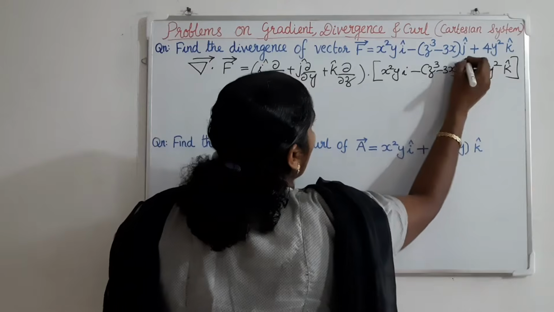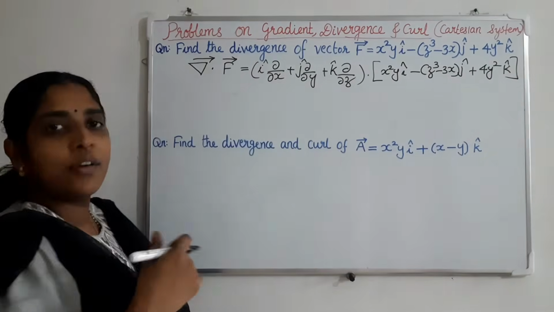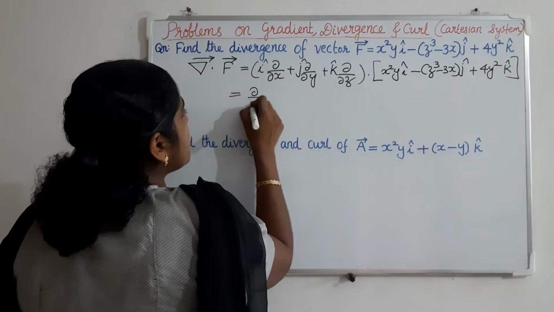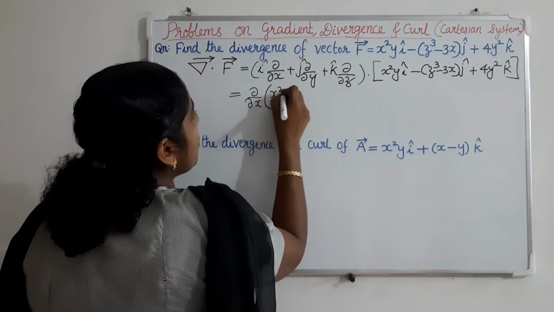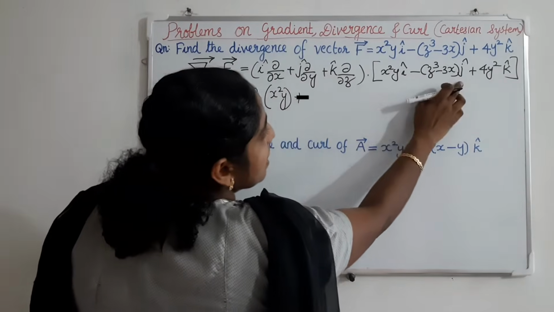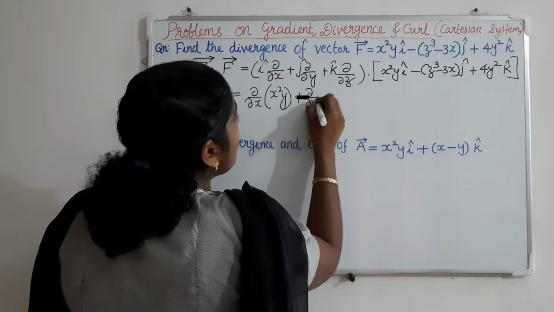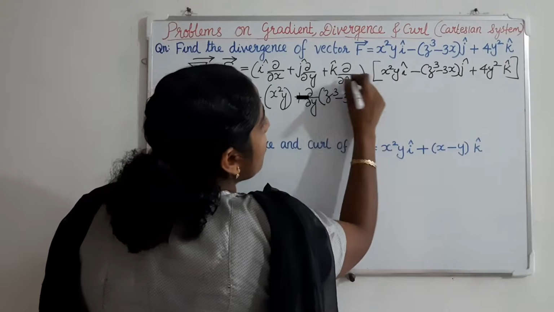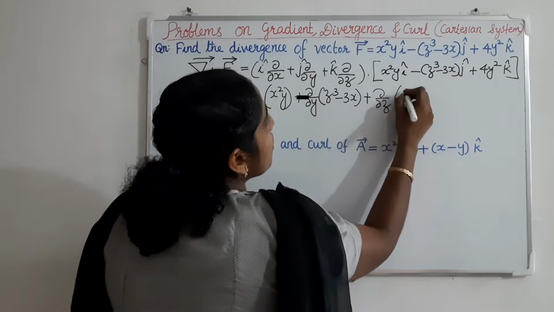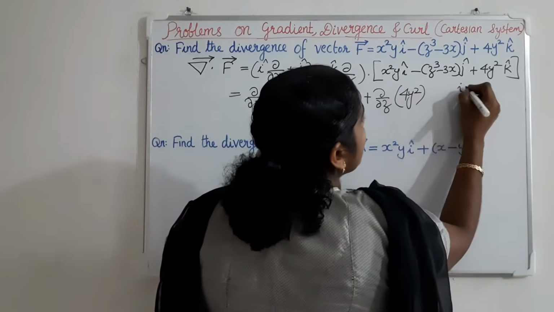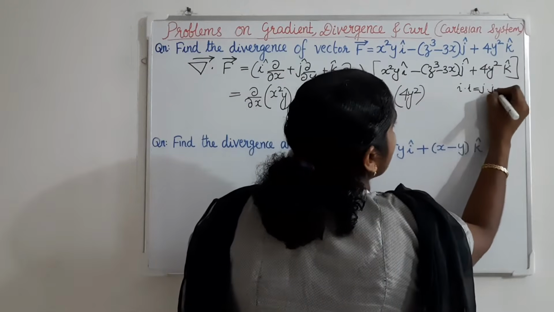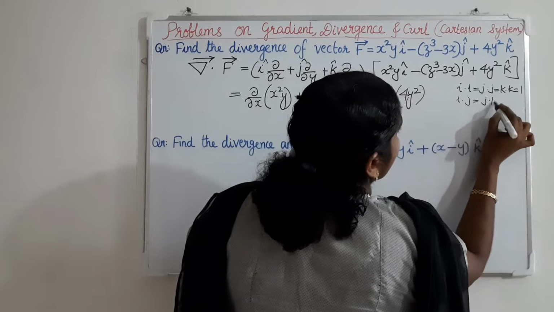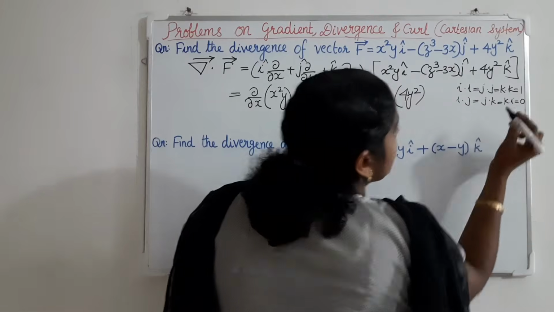So while taking the dot product, only i dot i, j dot j, k dot k will come, so all other terms become 0. That is, for i dot i, the coefficient is ∂/∂x of x²y, plus the j components, ∂/∂y of (z³ − 3x), plus ∂/∂z of 4y². Because i dot i equals j dot j equals k dot k equals 1, and i dot j equals j dot k equals k dot i equals 0.